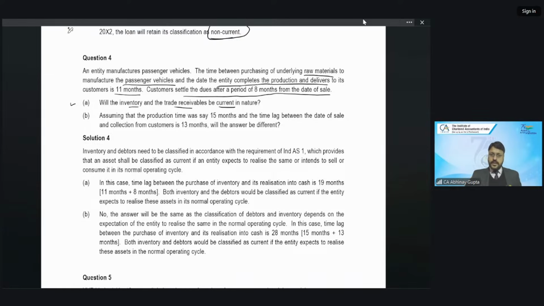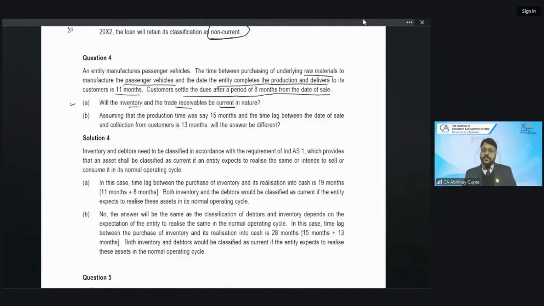Yes, sir. So in this case, the time lag between the purchase of the inventory and the realization into cash is 19 months, that is 11 months plus 8 months. Both the inventory and the debtors would be classified as current if the entity expects to realize these assets in its normal operating cycle. No, so by any chance, 19 months, which is more than 12 months, shouldn't it sound non-current?